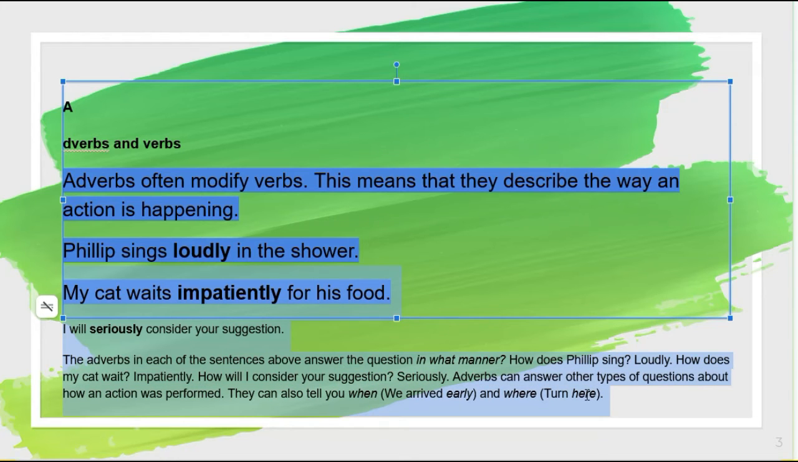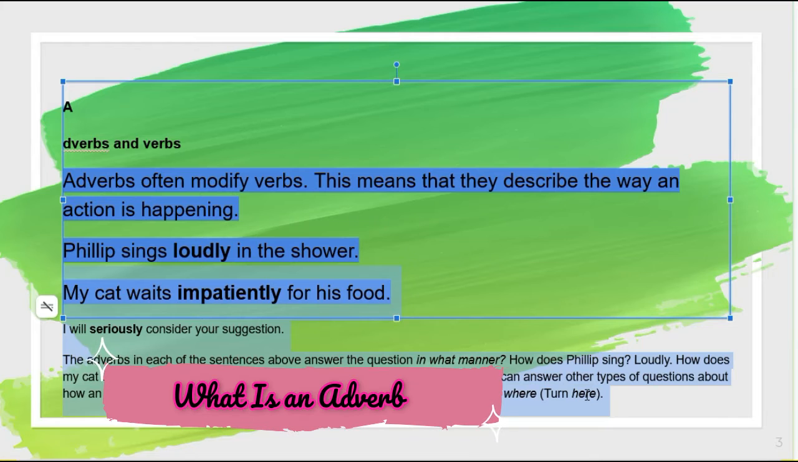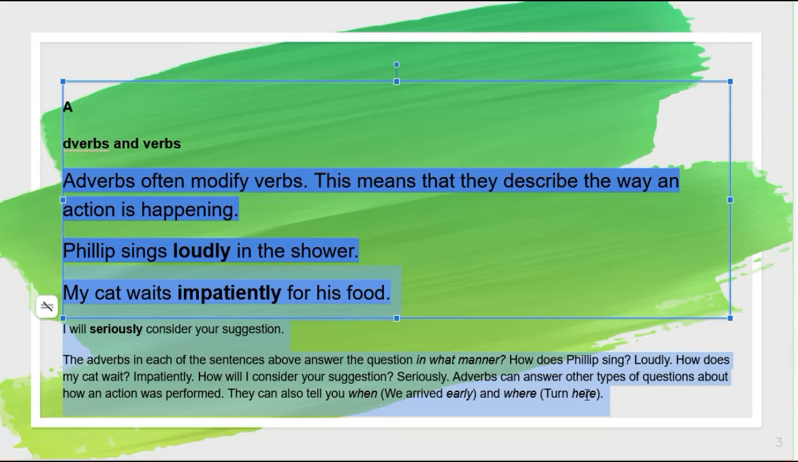I will seriously consider your suggestion. The adverb in each sentence above answers the question "in what manner?" How does Philip sing? Loudly. How does Kate wait? Impatiently. How will I consider your suggestion? Seriously.